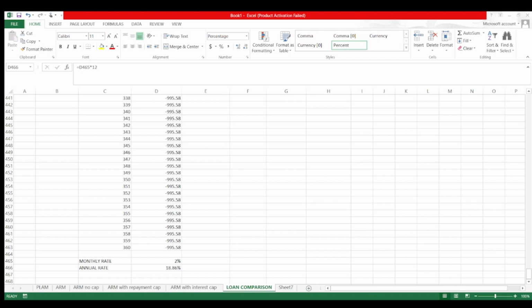Now, what does this mean? This means the incremental cost of borrowing 10,000 with an extended maturity is 18.86%, which is less than 20.57, which we had earlier been able to get in the case where the loan terms were equal.